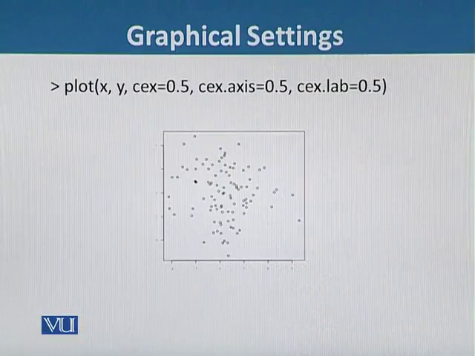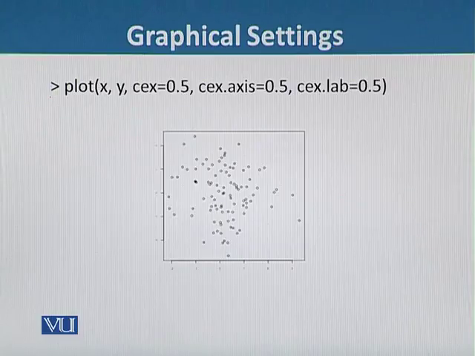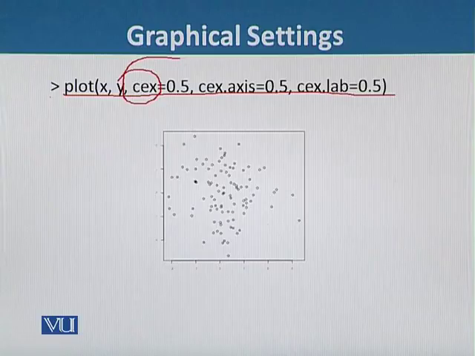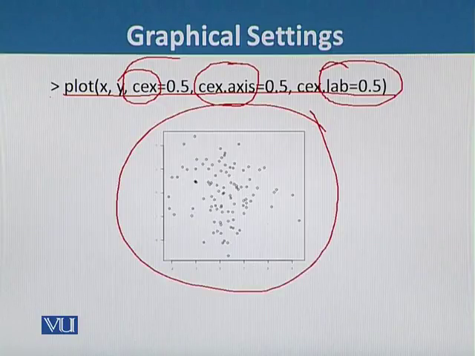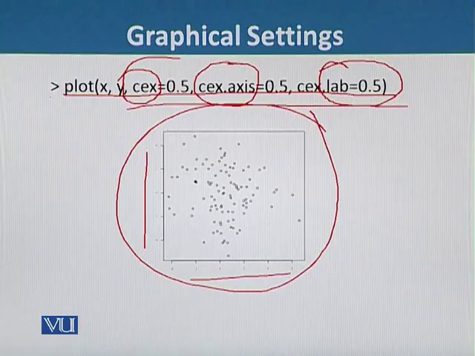So it is very simple to change the axis, the title, or the size and font of the labels. For this we can write the command plot xy, and then use the cex arguments: cex.axis, cex.main. We can change the size of the axis, and then the size of the font of the labels. After this we will get the plot with different sizes of labels and other parameters that we have mentioned in the command.